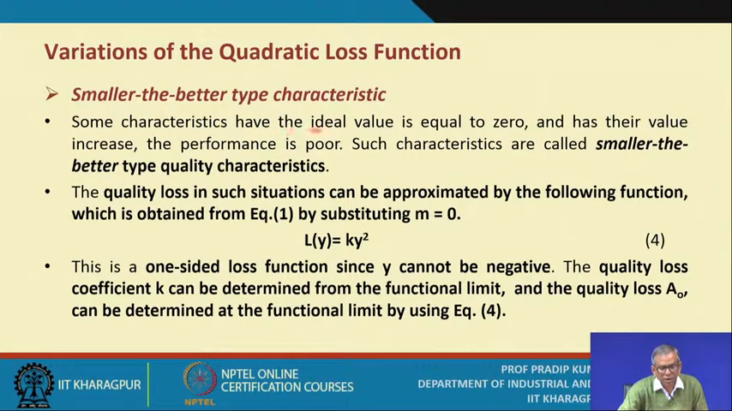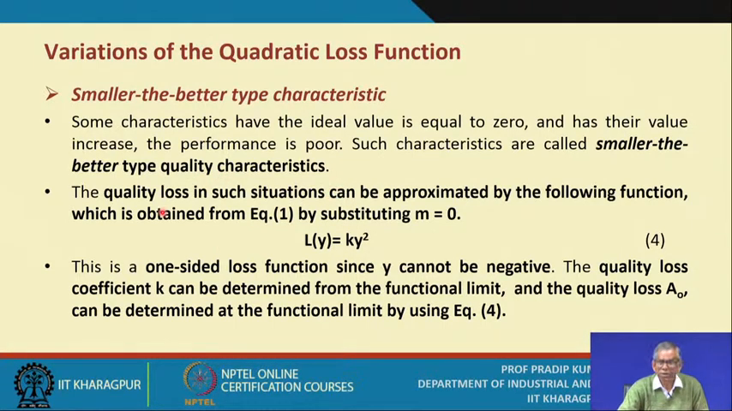Some characteristics have the ideal value equal to 0, and as their value increases the performance is poor. Is it okay? That means if it becomes non-zero and positive, and as this value increases, that means the deviation from 0 increases, the loss you incur increases. So the loss will be very high if the deviation from 0 is large. Such characteristics are called smaller the better type quality characteristics.